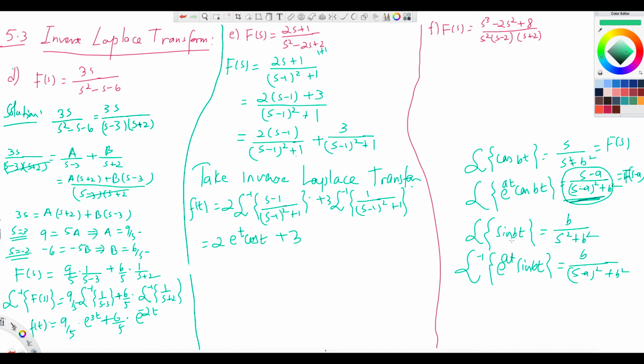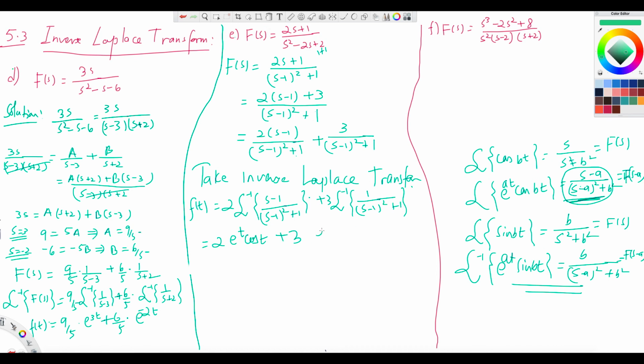What is the Laplace transform of sine bt? It is b over s squared plus b squared. So this is basically f of s, right? If you multiply sine bt by e to the at, this will become f of s minus a, so s should be replaced by s minus a. So (s minus a) squared plus b squared. If you compare this with the second term, then you will get 3 times 1 over (s minus 1) squared plus 1.